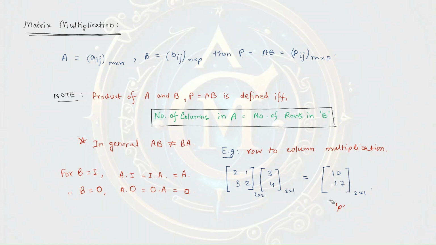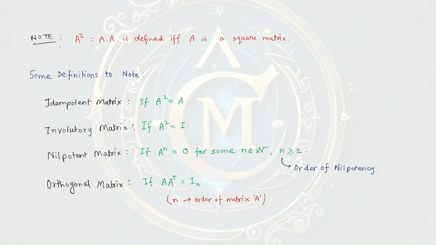Now let's proceed with our discussion. Here is a very interesting point. A square, that is A multiplied by A, is defined if and only if A is a square matrix.